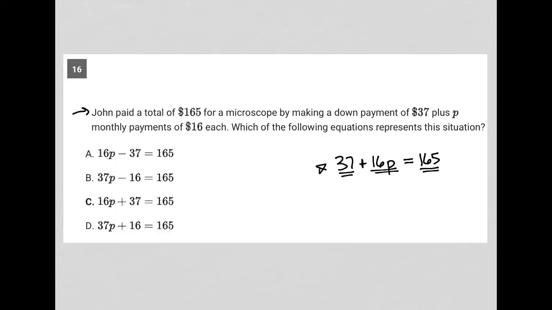So I just translated this. So this is definitely a translation question where we're just taking the wording from the sentence and converting it into a mathematical statement. Do we have a match for this down here? 37 plus 16p. Perfect. Choice C, right? So the order of the 37 to 16p are reversed, but that's perfectly fine. These two things match up. So choice C is the correct answer.